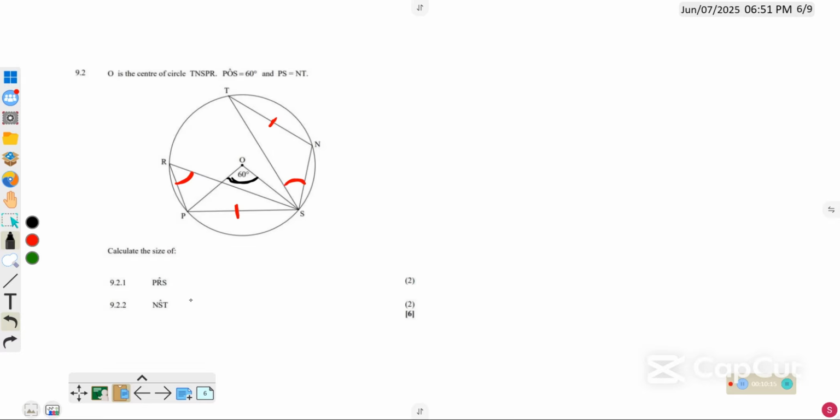So first things first, calculate angle PRS. Where's PRS? PRS is this one, as you can see. But then PRS is subtended by which chord? It's subtended by PS, and the very same chord PS subtends another angle at the center, which is 60 degrees. So in fact, to write it smoothly, remember we said the angle POS has to be twice what? Twice the angle PRS.